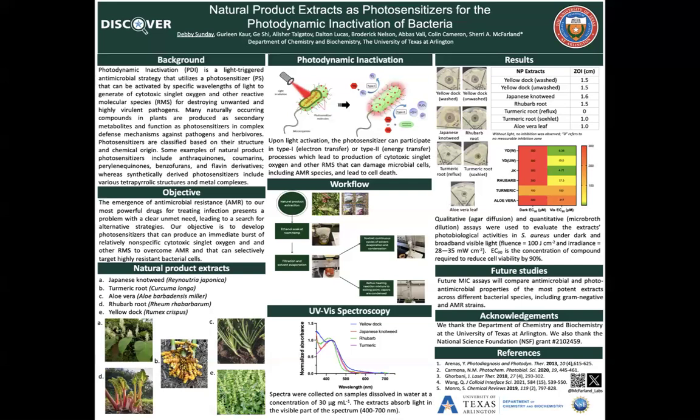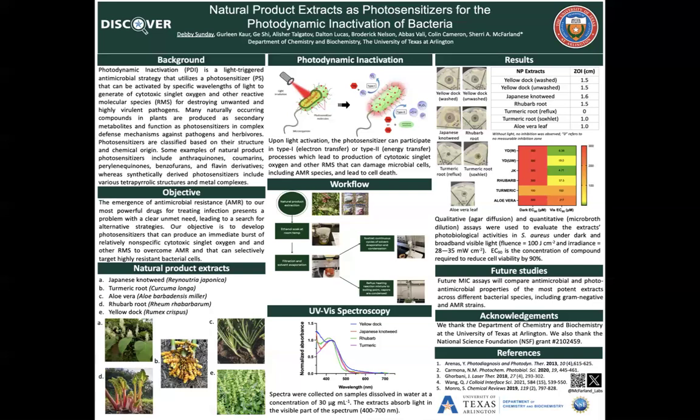So essentially, our main purpose is to develop a photosensitizer that can produce an immediate burst of these reactive molecular species that can ultimately overcome antimicrobial resistance and selectively target the highly resistant bacterial cells. Once again, we chose natural products because we had some background knowledge that some of these products already contain photosensitizers, such as Japanese knotweed, and other natural products such as turmeric and aloe vera we chose just to observe what type of activity they would show in our research.